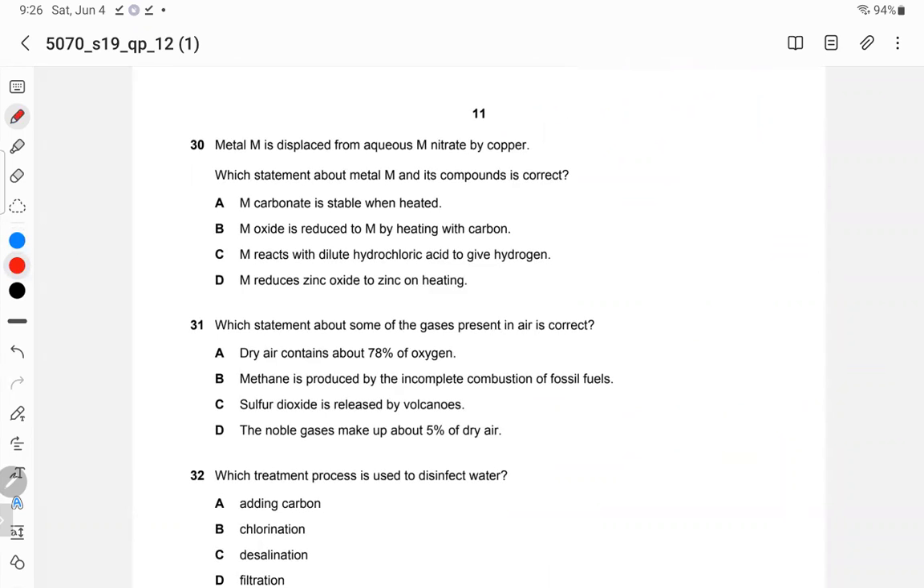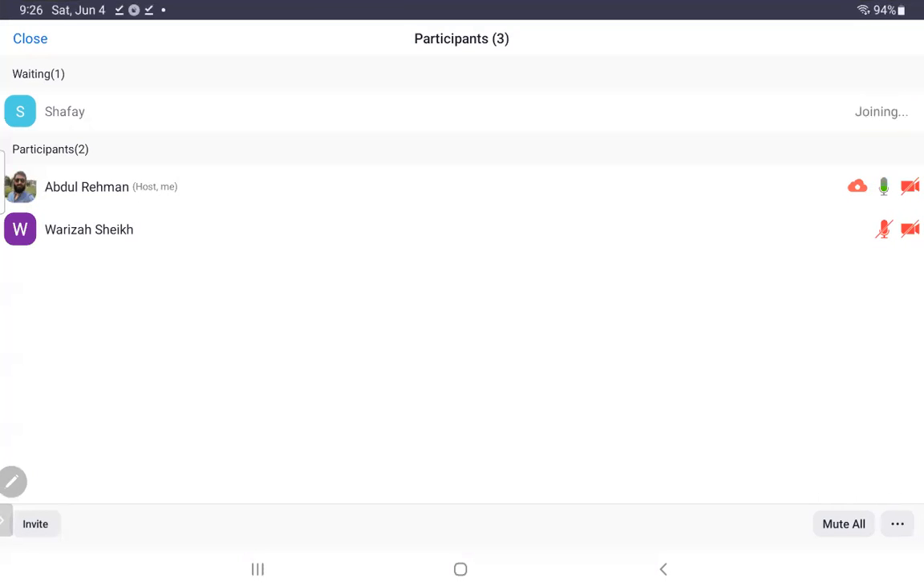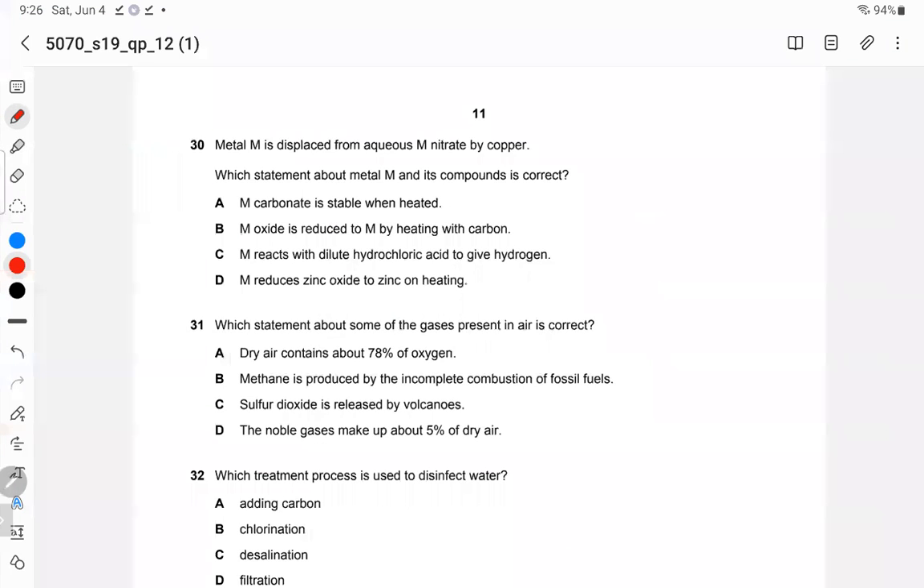Metal M is displaced from aqueous M nitrate solution by copper. It means that metal M is lower in reactivity than copper, right? Yes, sir. So which statement about metal M and its compounds is correct? M carbonate is stable when heated? No, because copper and the metals above it in the reactivity series are above carbon, their carbonates are not stable.